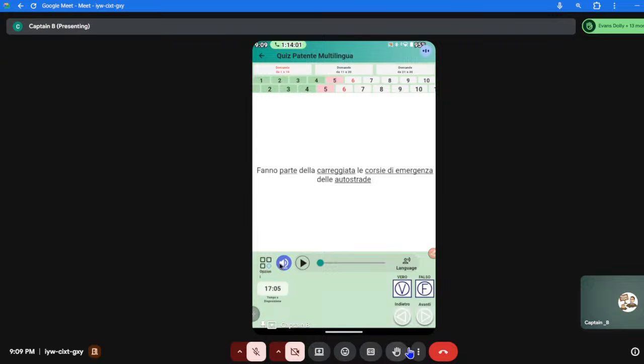Fanno parte della carreggiata le corsie di emergenza delle autostrade. Carreggiata, is it part? Is this carreggiata part of the corsia di emergenza? No. Corsia di emergenza is part of the strada, not part of the carreggiata. Okay?